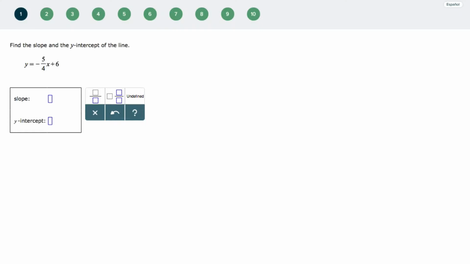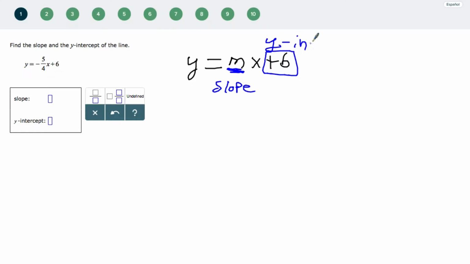In this equation, we see that it is in fact in y equals mx plus b format, where m is the slope and b is the y-intercept. So we look for the slope and we see the number right in front of x, right there is our slope, and the number right after x, right here, is our y-intercept.